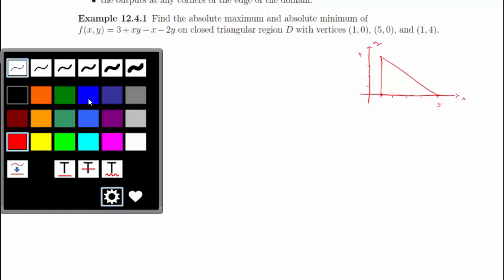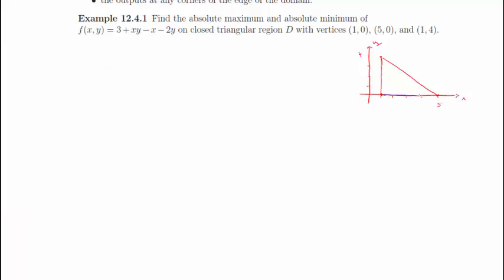And actually, let me change the color. So, write this out, 1, 0, 5, 0, and 1, 4. This would have a y-intercept of 0, 5. So this has a nice slope of negative 1. This line here is y equals negative x plus 5. This line here is y equals 0. And this line is x equals 1. And we're going to need those when we start looking at the edges of this.